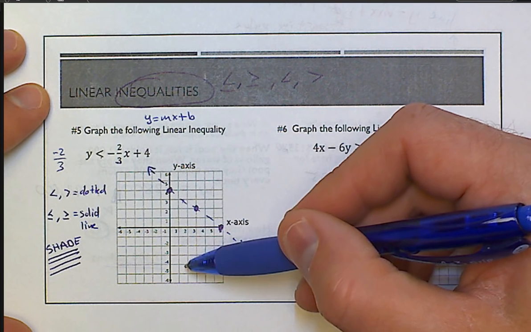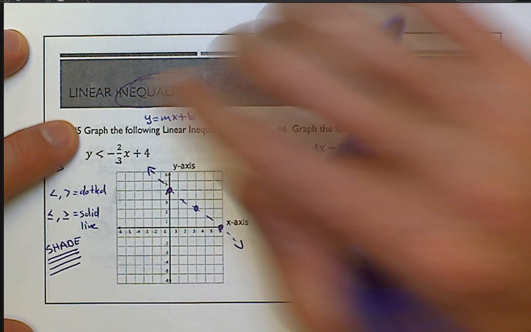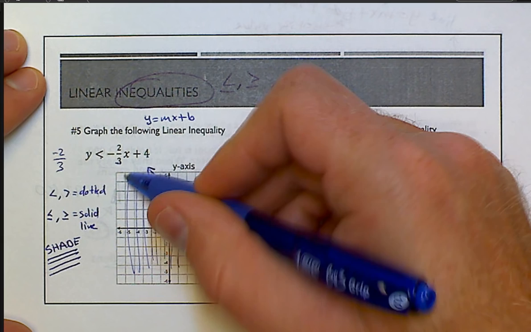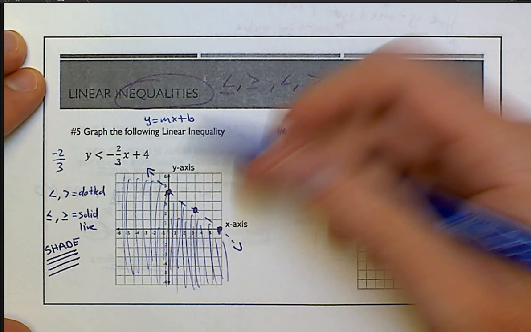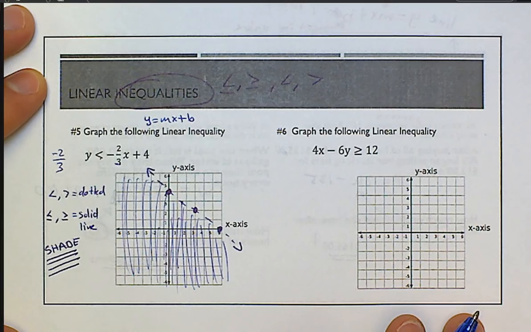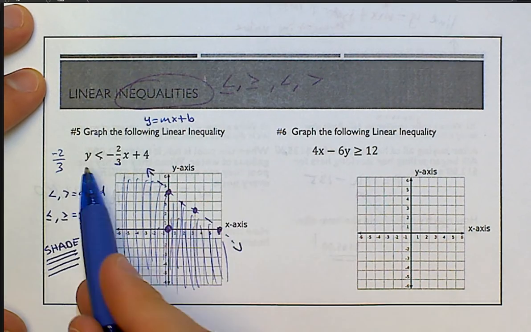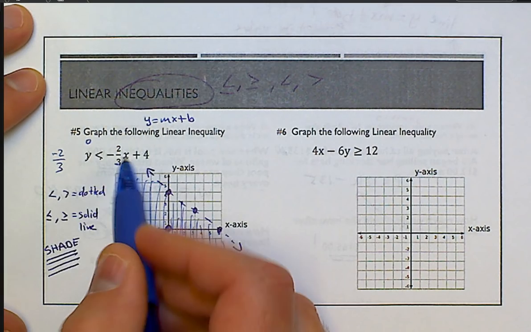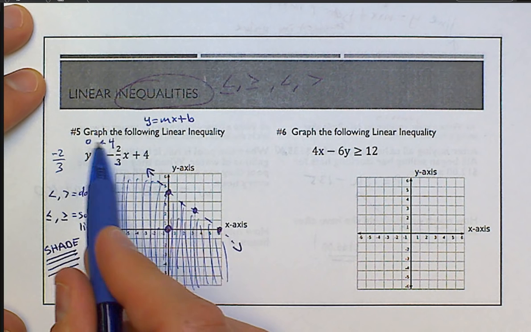Every single time, you're going to shade up or down. y is less than: up or down? Less than is down, so you would shade down, or away from the line. The other way to do this very quickly is to try a test point, like 0, 0. If you plug 0 in for x and y, negative 2/3 times 0 is 0, and 0 plus 4 is 4. Is 0 less than 4? That is a true statement.